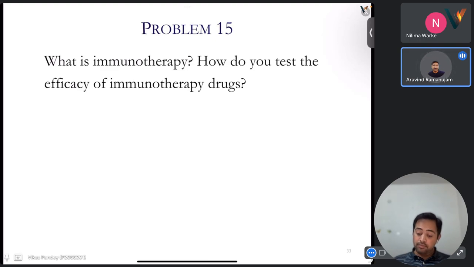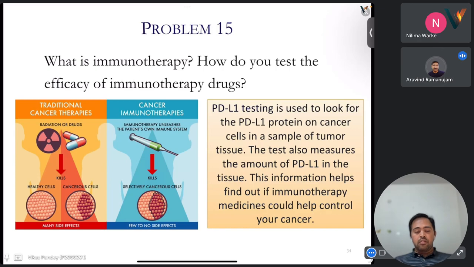CD4 and CD8 ratio may be calculated. If killer cells are more, it means the efficiency is more. Yes, so it is also known as PD-L1 testing. For every cell, there is a different kind of protein on the cancer cell. Also, the test measures the PD-L1 in the tissue, with which we can find how successful we were, right?